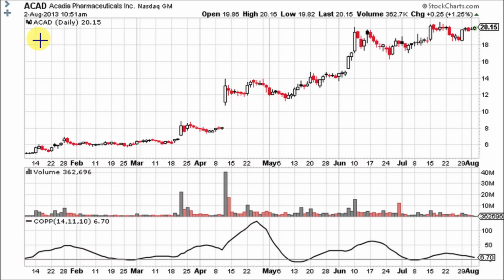Now, on this chart of ACAD, the Coppock curve gave 3 buy signals, one here, and one here, when it dipped below the 0 line and then crossed back up through it. There's not much below 0 because this stock is corner to corner up. But the first signal that it generated just by dipping below 0 and crossing back up through it came right here, and the stock did go up.